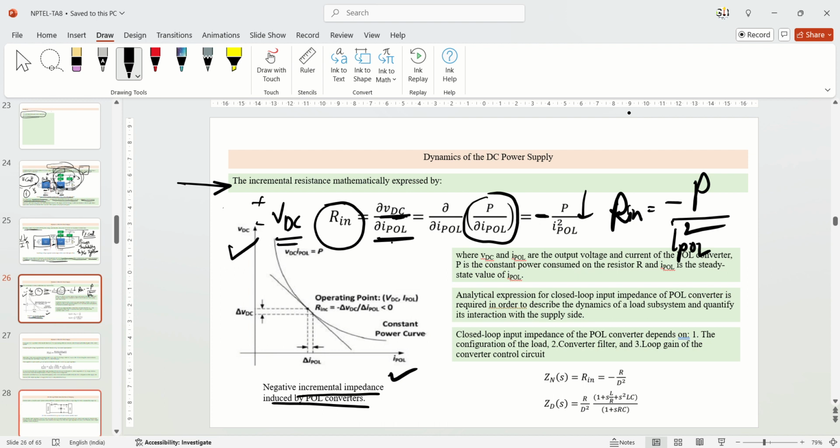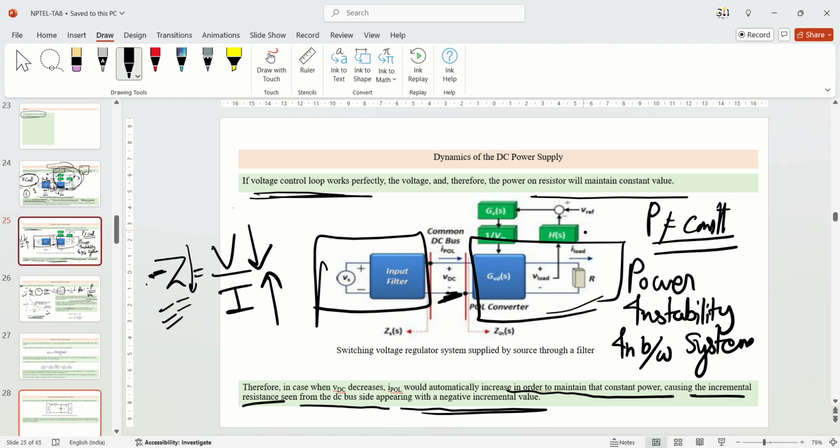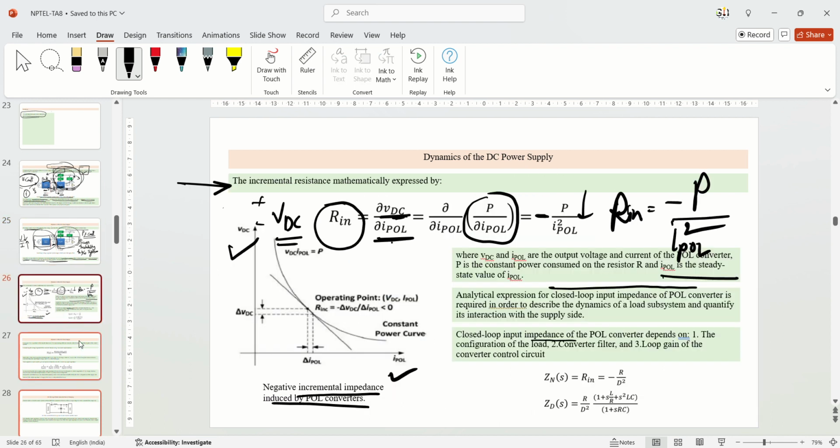Okay, so this is the one phenomenon: if the power is maintained at a constant value, that is one of the issues that creates instability in the current. You wanted to maintain IPOL at a steady state value. For any analytical expression, you need the closed loop input impedance, as I have shown in the previous slides, and also the control loop input impedance. Both on the output side and the input side, you wanted to maintain a constant level.